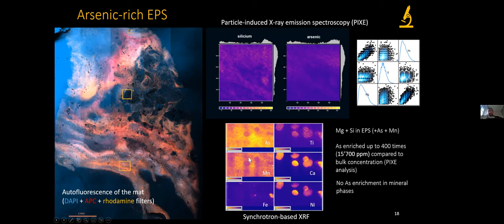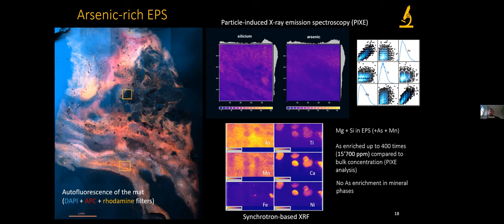Here I'm showing you a cyclotron-based XRF of the square B here. Actually, these are calcium carbonate concretions that we suspect are formed by microbial activity. We see that they are not enriched in arsenic. They are enriched in calcium and potentially in nickel. So the arsenic is mainly associated with the biofilm, with the EPS, and not with the mineral phases.